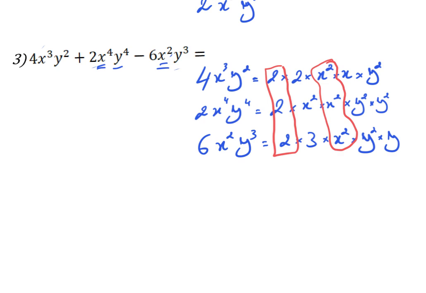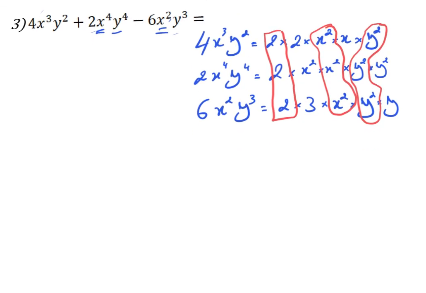And we have y squared. Let me just get back here. So we have y squared right here, and that's right here. Good. So y squared is also the greatest common factor. So the GCF will be 2x squared y squared.